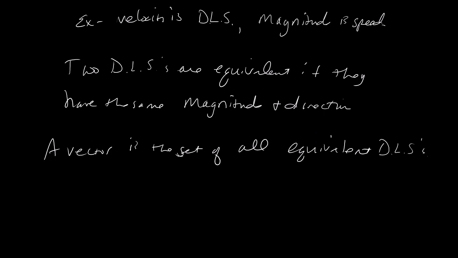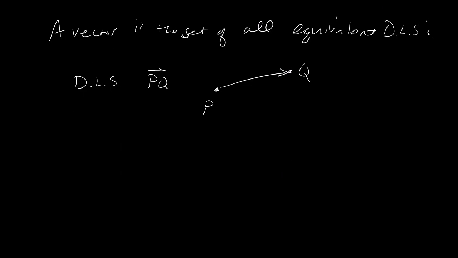Okay, so notation. A directed line segment PQ is going to be the directed line segment running from point P to point Q. So we've got point P running to point Q. P is our initial point. Q is our terminal point. That's a directed line segment from P to Q.